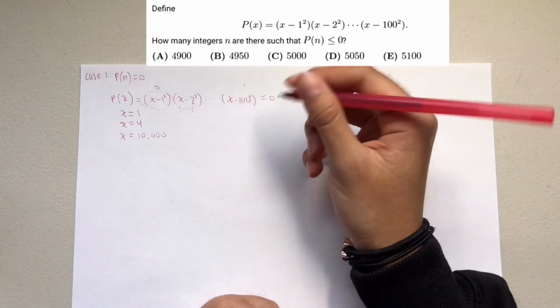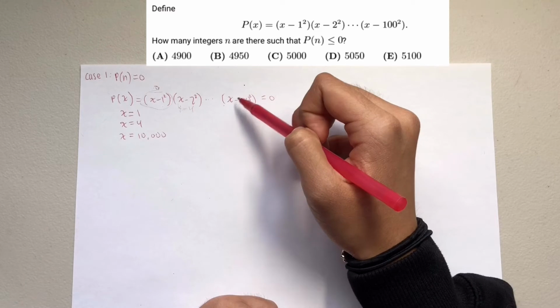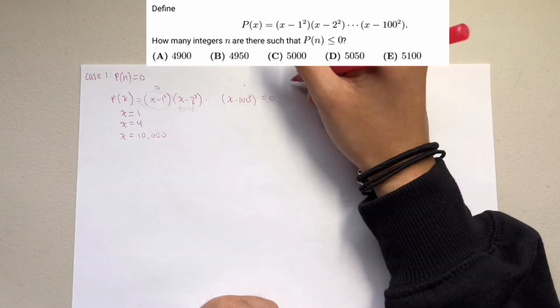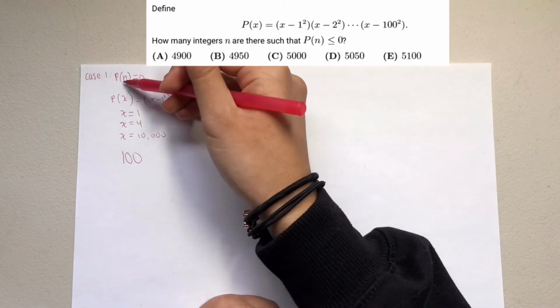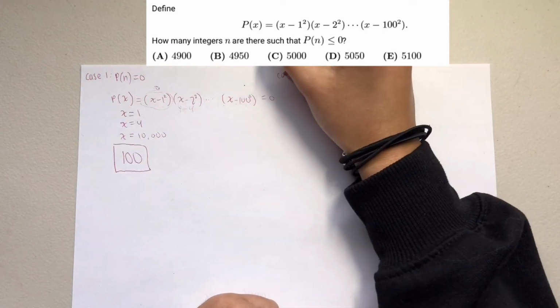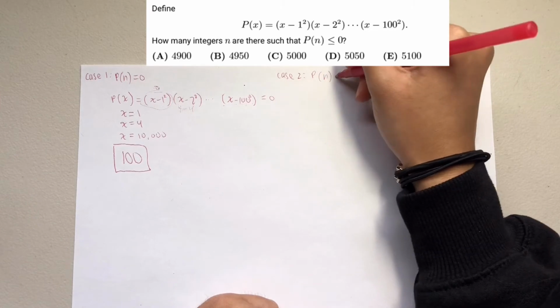So that would mean that there are 1, 2, 3, 4, 5, 6, all the way to 100 integers that make P(n) equal to 0. There are 100 integers that result from P(n) being 0, or case 1. Now moving on to case 2, which is P(n) is less than 0.